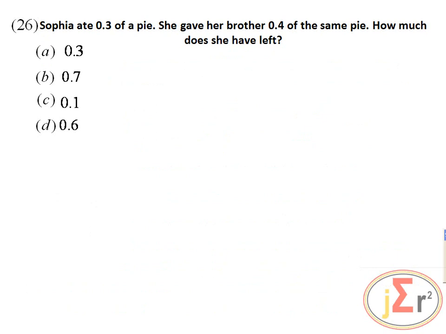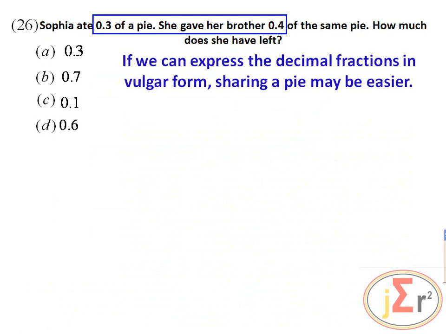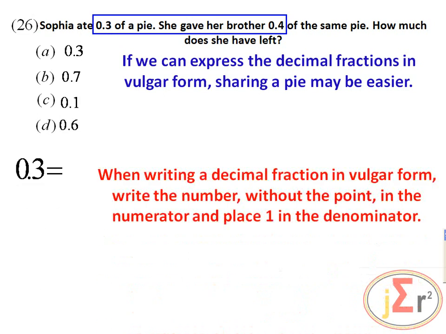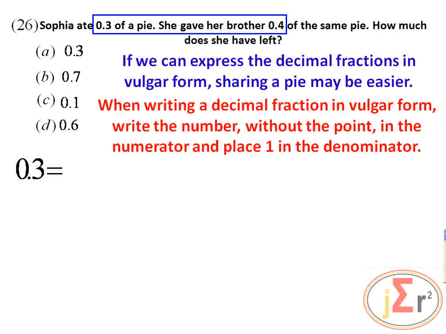We have the same problem with the same detail. What do we do? If we can express the decimal fractions in vulgar form, sharing a pie may be easier. So let us do that. Instead of using decimal fractions, what do we use? Vulgar fractions. Right, so we'll have them in vulgar form. So 0.3. How do we write 0.3 in vulgar form?